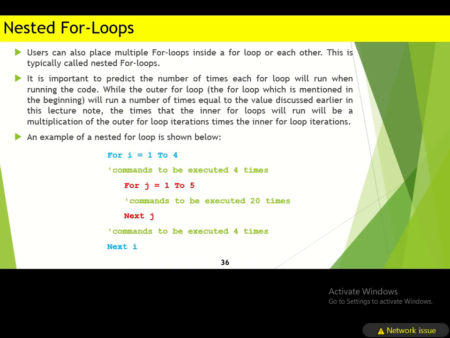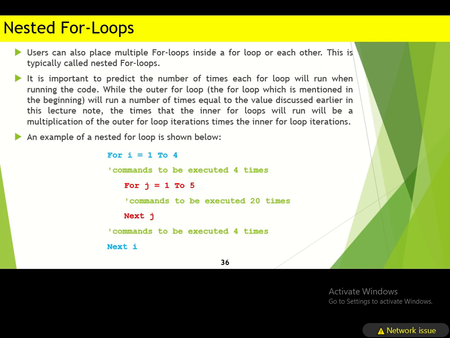Nested for loops. Nested for loops means one loop contains another loop within it. This is what we call nested for loops. I told you last time about nested if statements, if you remember: one if inside another if. So this is a nested for loop, one for loop in another for loop. You can see the example over here.